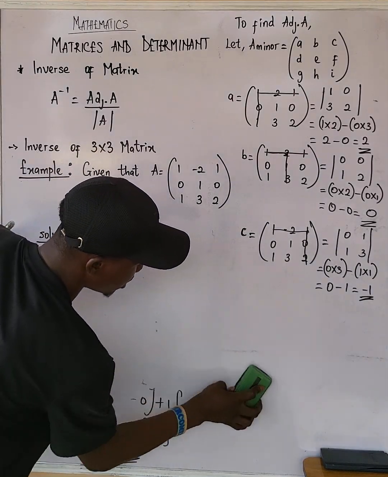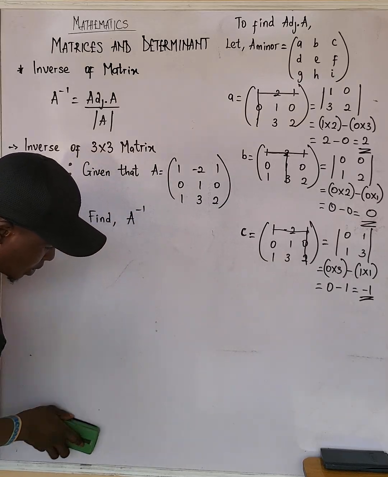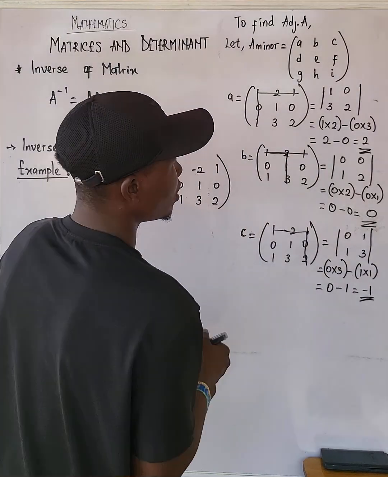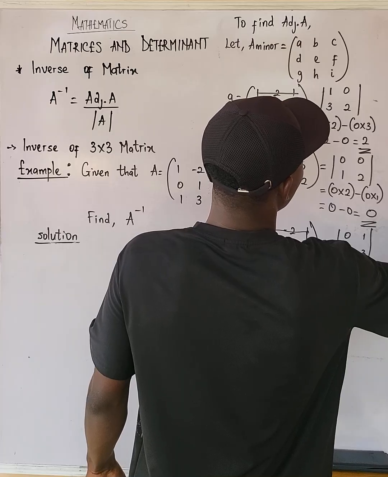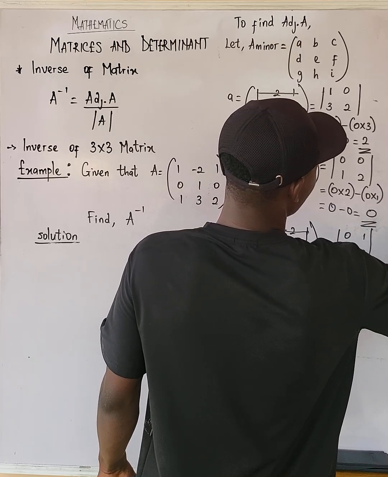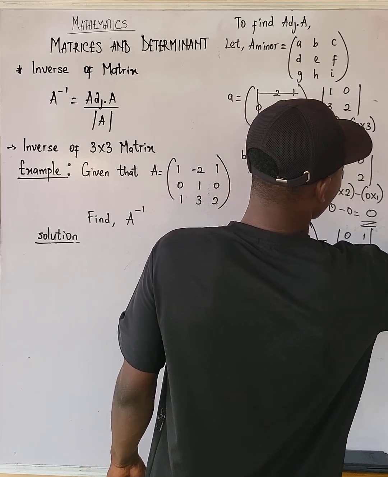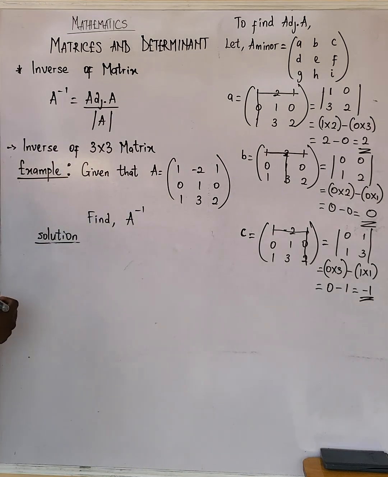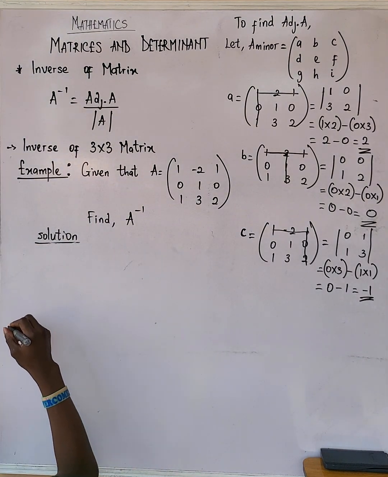So now the next thing is to do D. Let me write it somewhere so that I'll know once I clean this part. That's 2, 0, minus 1. So let's go for D.